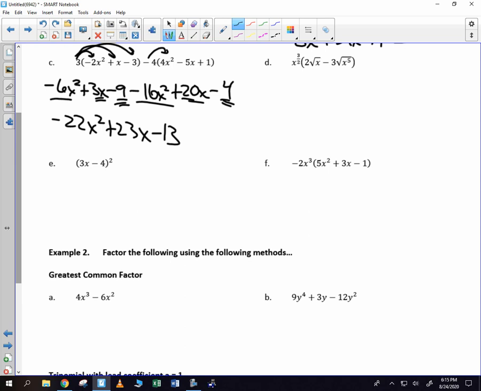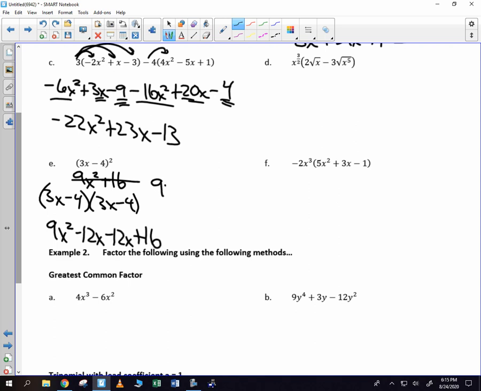Letter E, if you see the square, please do not write 9x squared minus 16 or plus 16. You need to multiply this out. 3x minus 4 times 3x minus 4. And when you see that, the 3x times the 3x is 9x squared. 3x times negative 4 is negative 12x. And negative 4 times 3x is negative 12x. Negative 4 times negative 4 is positive 16. So you can see we have 9x squared minus 24x plus 16. And there is our result.